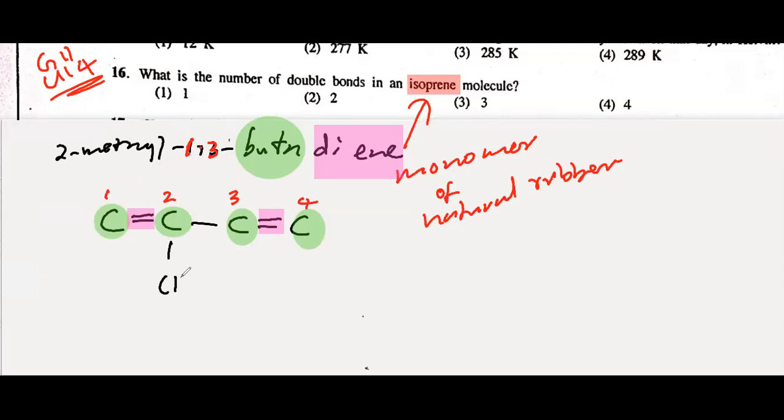They will never ask you to draw this. Don't worry, otherwise you will feel like you will forget about chemistry. They will never ask in the O/L paper to draw this. In A/L chemistry they can ask, but in O level they will never ask you to draw the structure of isoprene. But you should remember how many double bonds there are.